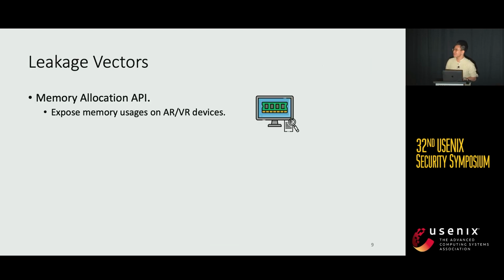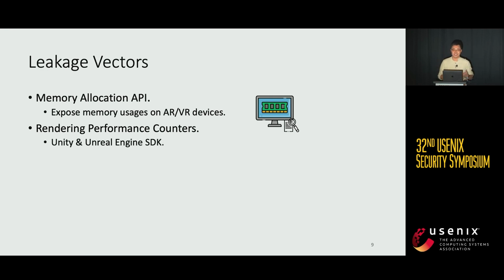So one question: what kinds of leakage vectors can we measure in this work? First, one easy vector is the memory allocation API. It's a simple API; you just query it and you get the memory usage. The next one is the rendering performance counters. I introduced them before; they are provided by the Unity and Unreal SDKs.